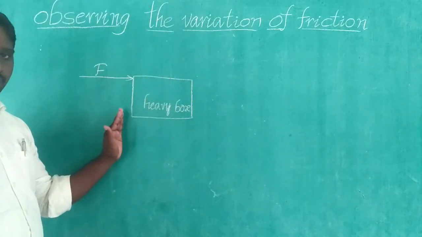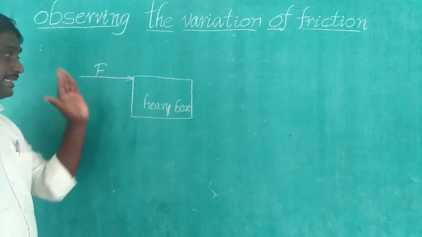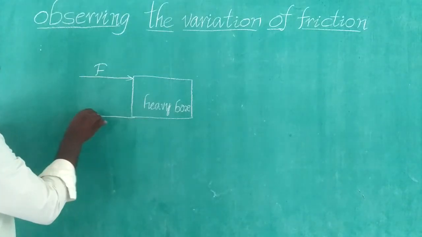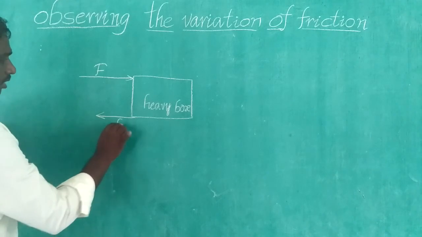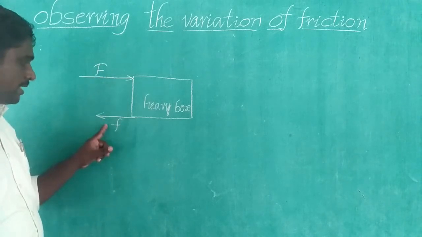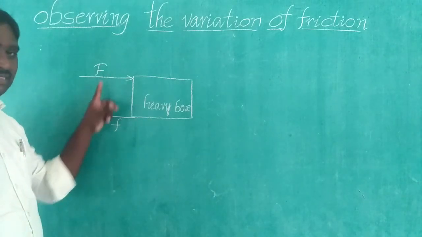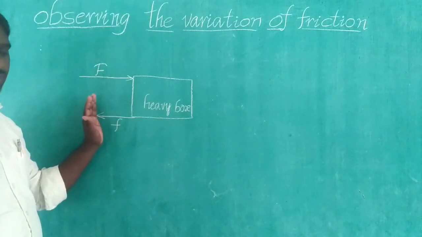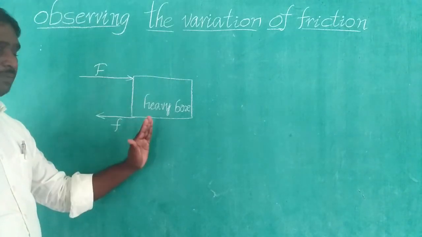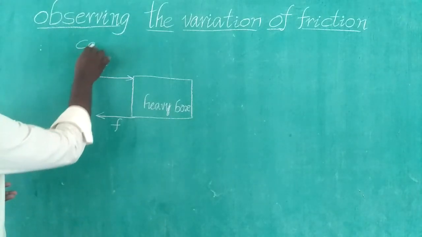But the heavy box can also exert a force against the applied force, in the opposite direction. So this is the friction force offered by the heavy box. Here the applied force and the friction force offered by the heavy box are equal in magnitude but opposite in direction. That's why we observe that the heavy box does not move. Okay, this is the first case. Case 1.